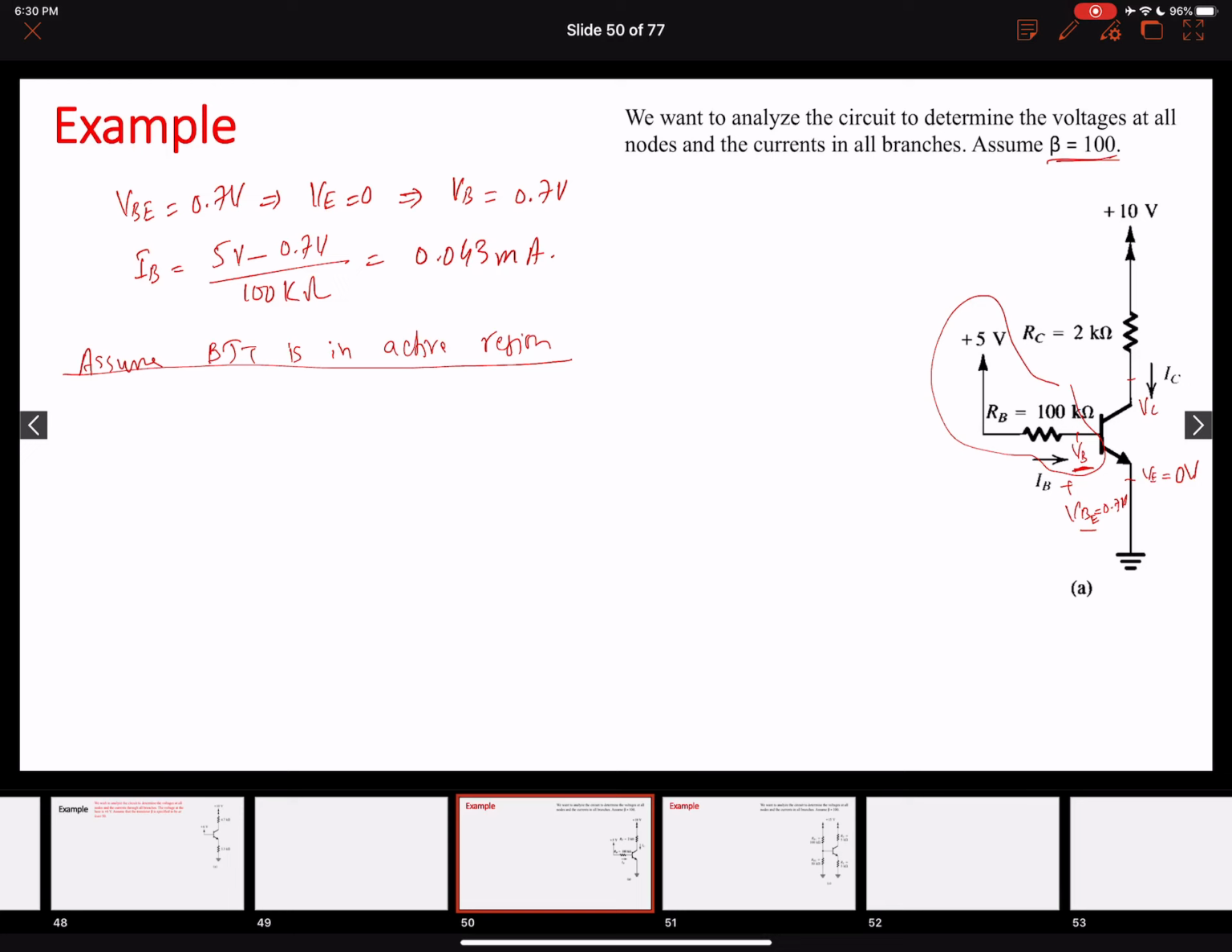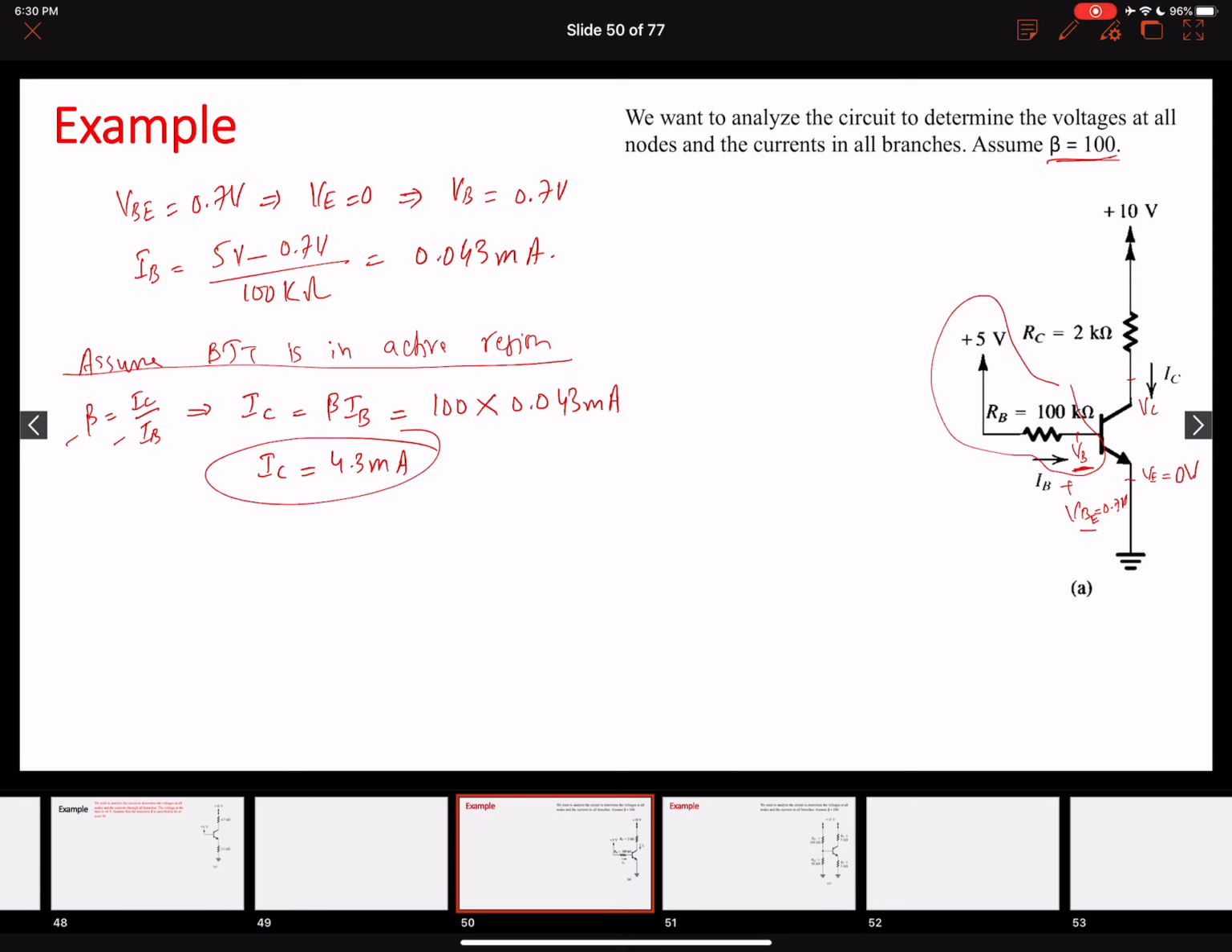Okay, so we have a value of the beta given as well. So we know that beta equals IC over IB. I know the value of IB and beta, so we can find out the value of IC. Collector current equals beta times IB. Beta is 100. Base current is 0.043 milliamperes. So the value of the collector current comes out to be 4.3 milliamperes.